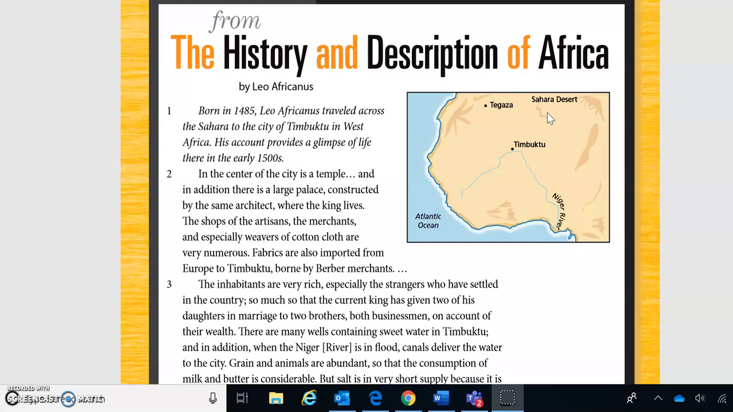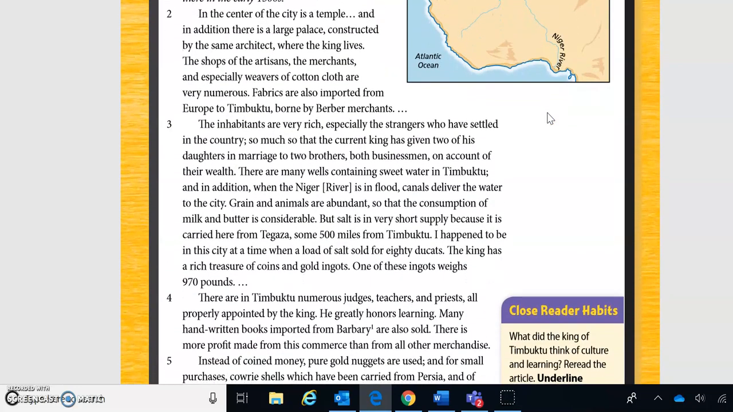The shops of the artisans, merchants, and especially weavers of cotton cloth are very numerous. Fabrics are also imported from Europe to Timbuktu, borne by Berber merchants. The inhabitants are very rich, especially the strangers who have settled into the country, so much that the current king has given 2 of his daughters in marriage to 2 brothers, both businessmen, on account of their wealth.